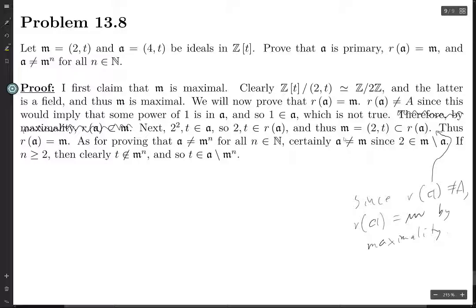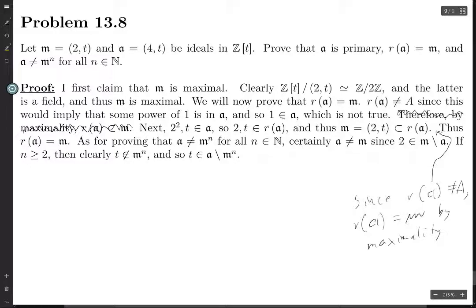Because the fact that the maximal ideal is contained in a proper ideal, namely the radical of a, necessarily implies that the radical of a must be this ideal m. So therefore the radical of a is equal to m. So now we want to prove that a is not equal to m to the n for any natural number n.